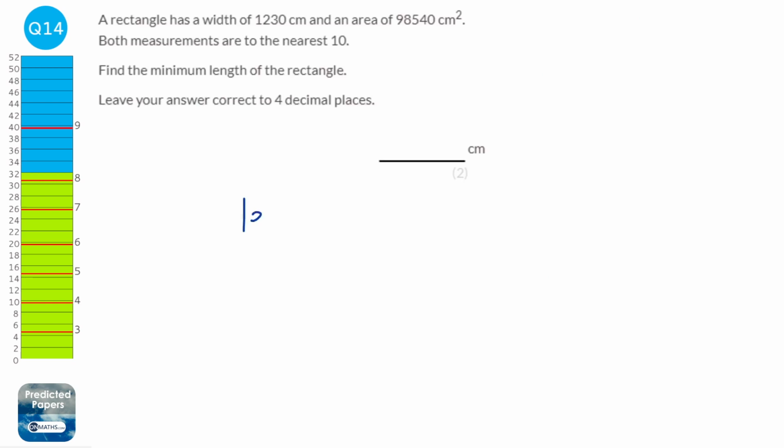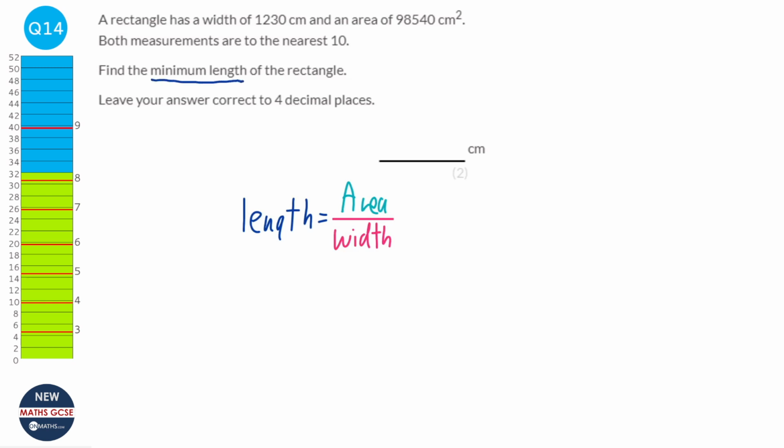To find the length of the rectangle, we're going to get the area and divide it by the width. Now, the question says that it wants the minimum length, so we want the length to be as small as possible. Obviously, to do that, we want the area to be as small as possible. If the area is smaller, the length will be smaller.